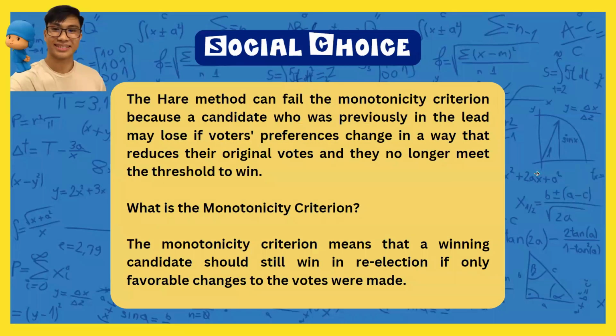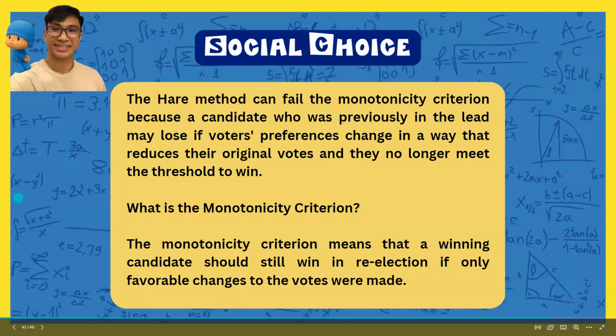So the Hare method can fail the monotonicity criterion because a candidate who was previously in the lead may lose if voters' preferences change in a way that reduces their original votes and they no longer meet the threshold to win. So, ano naman yung next criterion natin? What is the monotonicity criterion? The monotonicity criterion means that a winning candidate should still win in re-election if only favorable changes to the votes were made. So nakita naman natin sa Hare method kanina na hindi na satisfy yung criterion na yun.